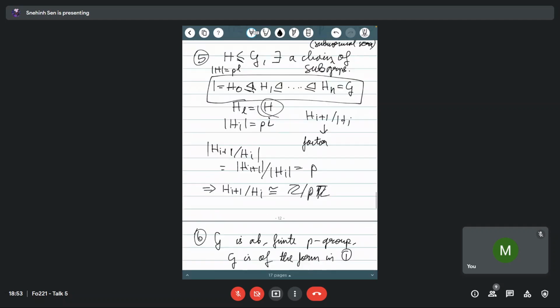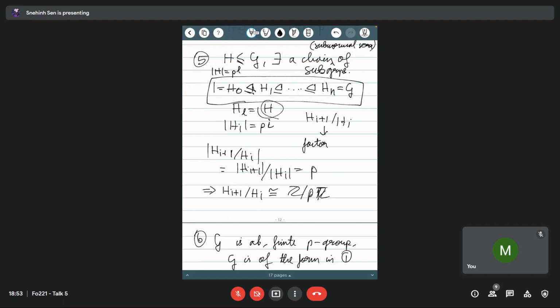And what we showed is the factor groups, like H_{i+1} mod H_i, because the increment is p and it's subsequently normal, like H_i is normal in H_{i+1} and so on. You'll get this thing is true. And this is very nice. That is, all the factors are cyclic.